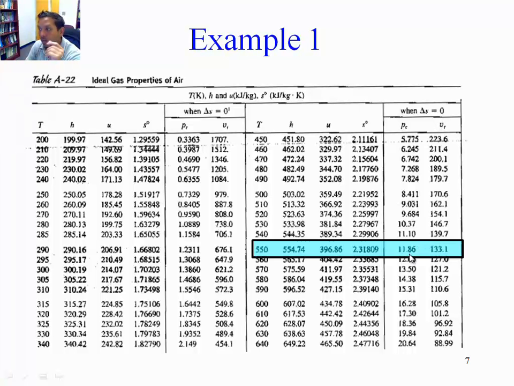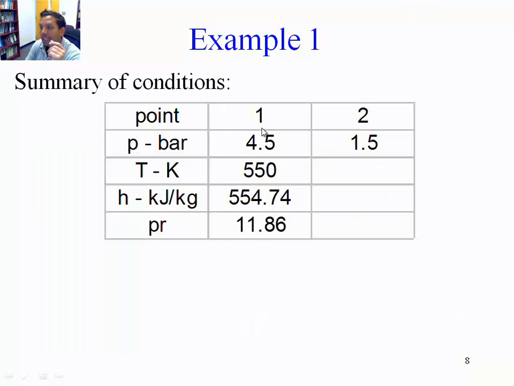And we're going to use it. We're going to use PR 11.86. So at the inlet, we have 4.5 bar, temperature 550, entropy 554.74, and PR is 11.86.